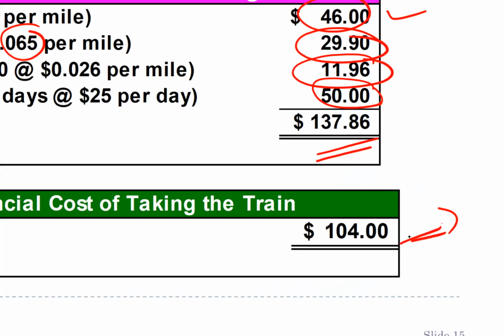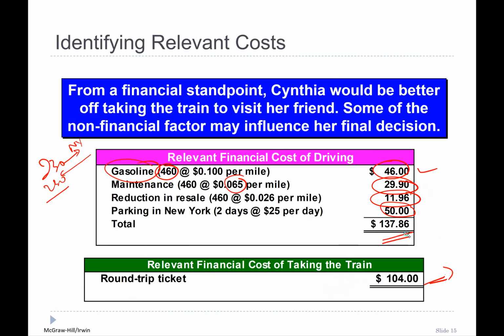So which one is suitable? The suitable trip is the train ticket, right? So Cynthia would be better off taking the train to visit her friends.